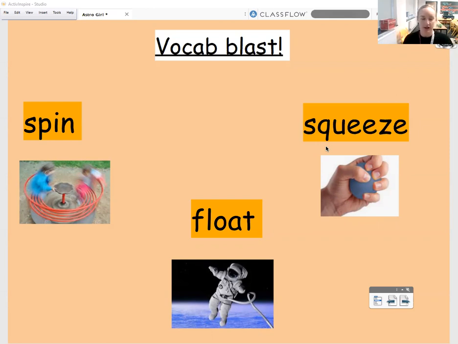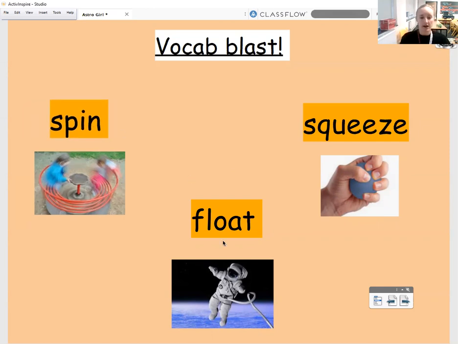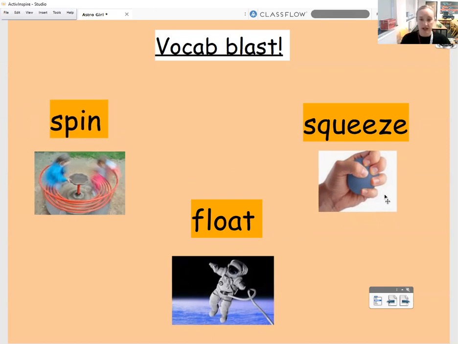So let's get started with our English session by having a look at some vocabulary that we have been exploring in English and in other lessons. So we have been focusing on verbs, and if you can remember, hopefully verbs are actions, okay? It's something that a person is doing.